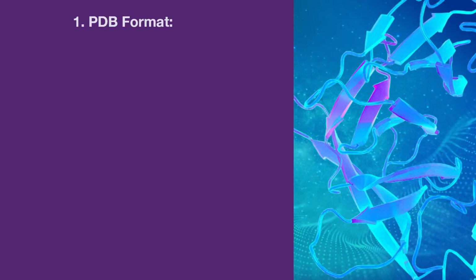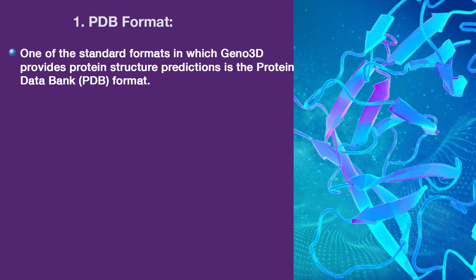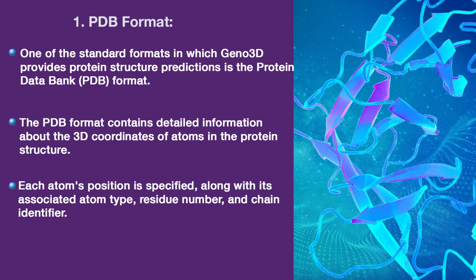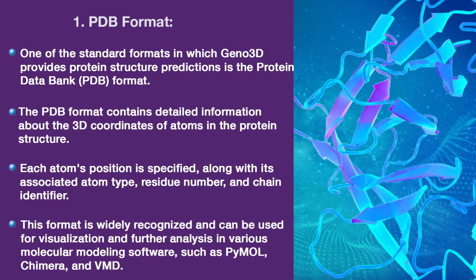As we saw in the previous steps how Geno3D can be used, now let us see what the output formats of Geno3D are. The very first one is PDB format. One of the standard formats in which Geno3D provides protein structure prediction is PDB format, also known as Protein Data Bank format. The PDB format contains detailed information about the 3D coordinates of atoms in the protein structure. Each atom's position is specified along with its associated atom type, residue number, and chain identifier. This format is widely recognized and can be used for visualization and further analysis in various molecular modeling software. It is used in different software such as PyMOL, VMD, and Chimera.